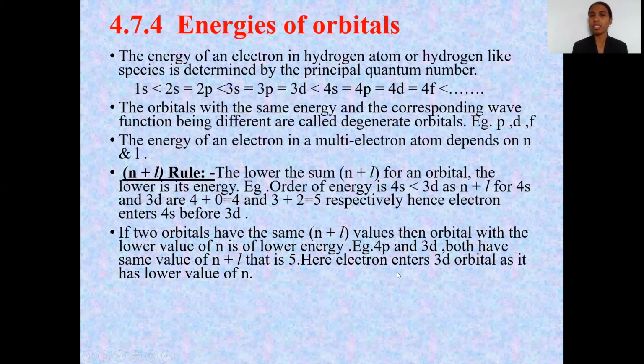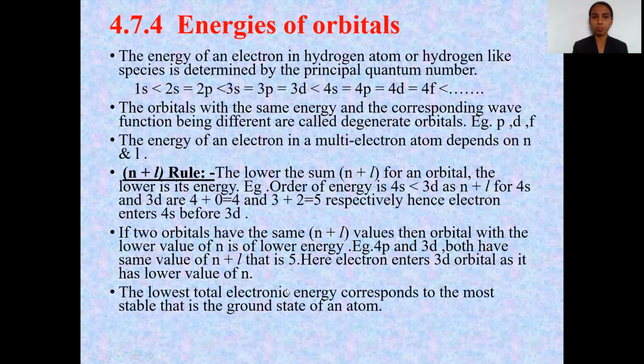orbital. So hence the electron will enter in a 3d orbital as it has a lower value of n, and after that electron will enter in a 4p orbital. So in this way we can apply the n plus l rule. The lowest total electronic energy corresponds to the most stable, that is the ground state of an atom.